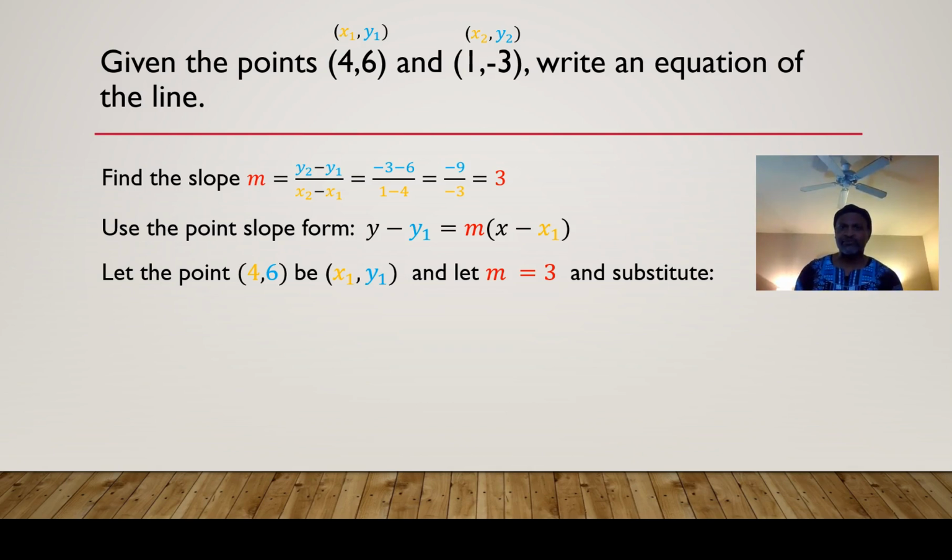And since we know the slope is 3, we'll substitute those values in, and we'll end up with y minus y1, in this case 6, equals the slope, which is m, times x minus 4. And we are done. We have an equation of the line in point-slope form.